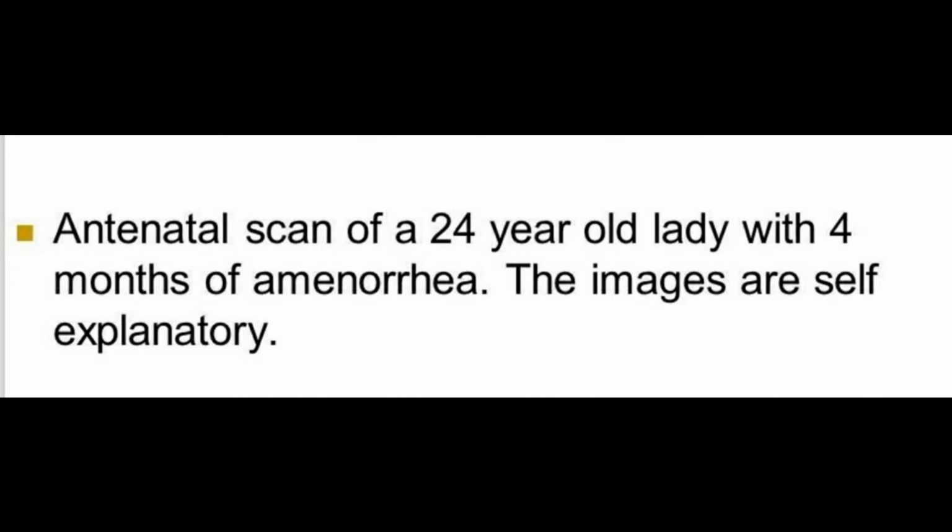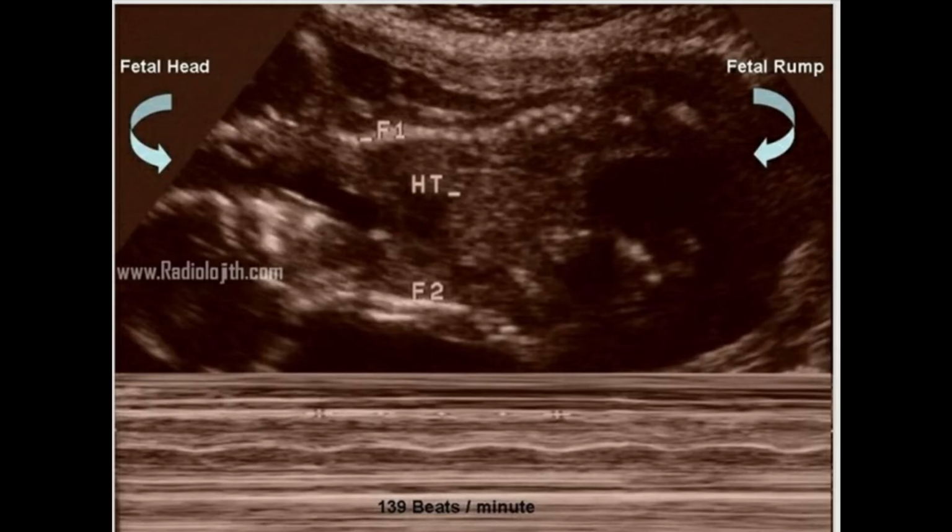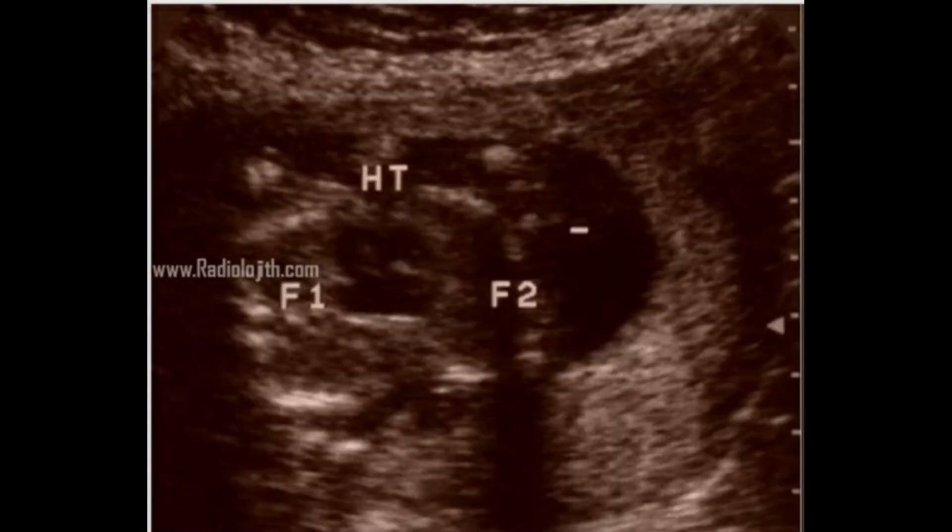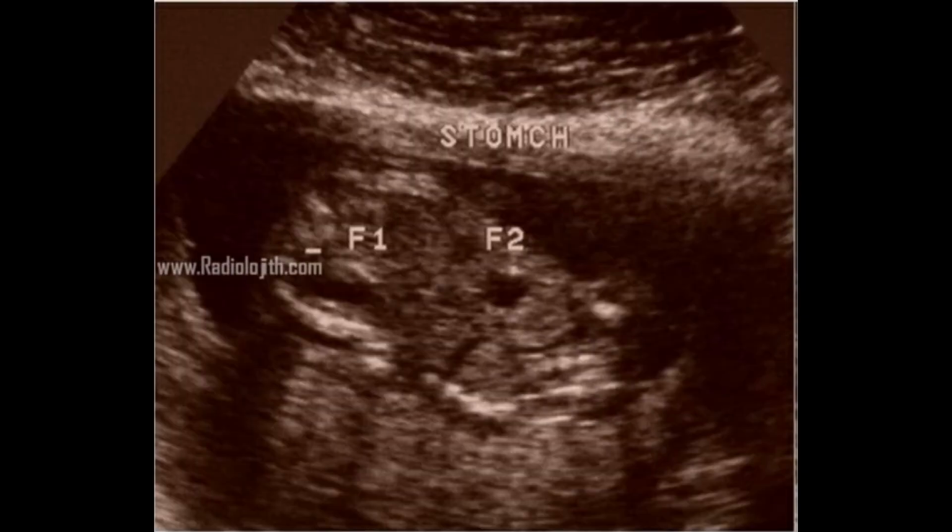Hello everyone, this is about antenatal scan of a 24-year-old lady with 4 months of amenorrhea. The images are self-explanatory. I am giving 3 questions. The first question, what are all the findings? The second question, give the complete diagnosis. The third question, what are all the types and the incidence of each?